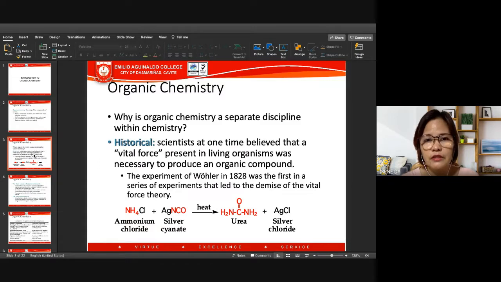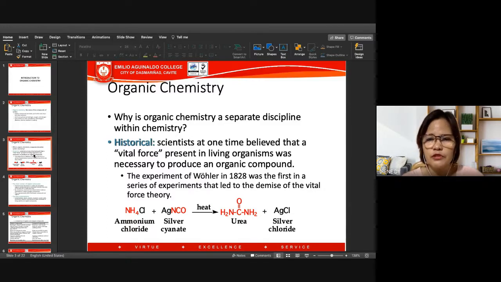Now, historically, scientists at one time believed that the vital force present in living organisms was necessary to produce an organic compound. If you're familiar with the Miller-Urey experiments in biology, on the biogenesis theory, they also address the source of organic compounds. It's not leading to the molecular compounds of organic chemistry. Meron na-produce, pero it's leading to producing cells. Papunta dun yung theory.